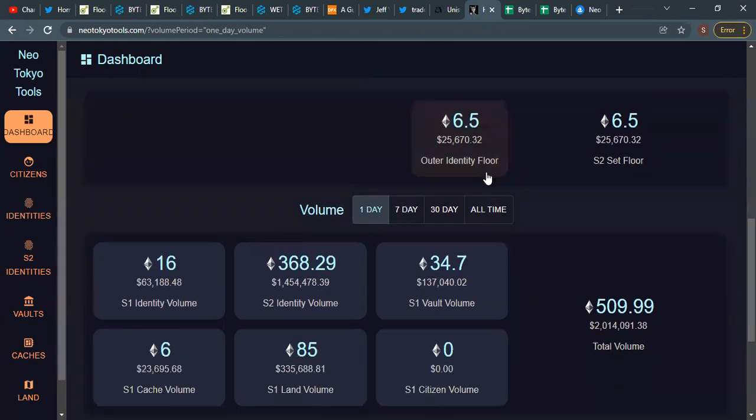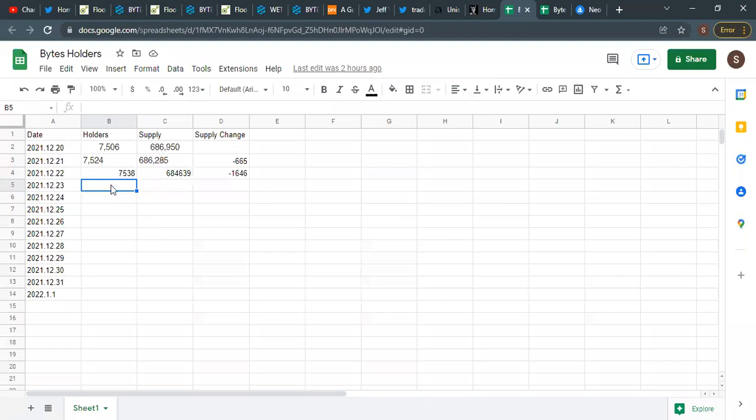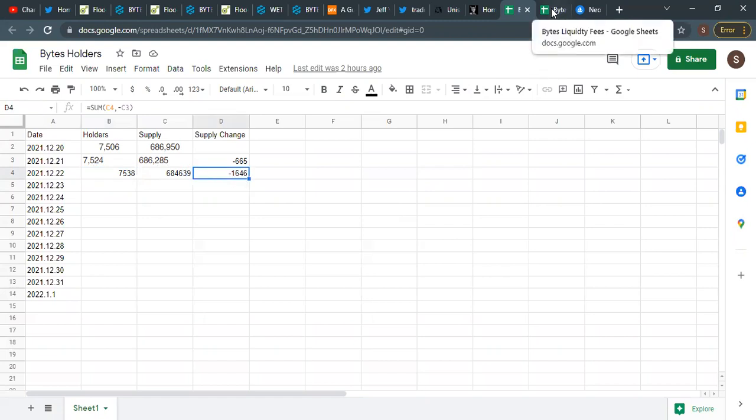Outer identity's up a little bit. That's great. Holders, we're up 14 holders today. The supply is down 1,646. That's good to see.